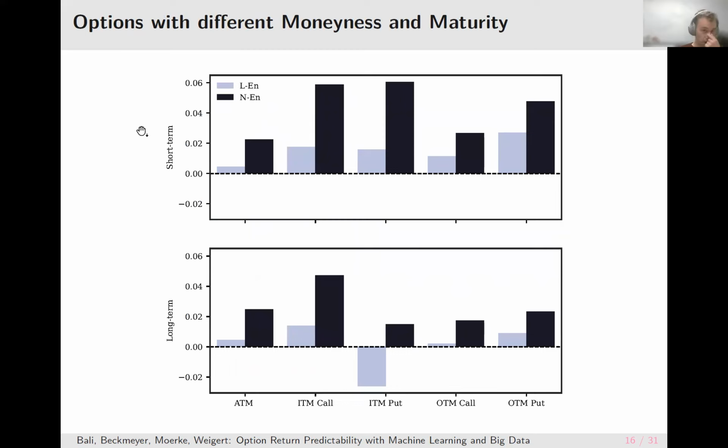As I've said, we can also have a look at this for different moneyness and maturity buckets. If we do this, we find that the nonlinear ensemble always outperforms linear models. So nonlinearities are key.